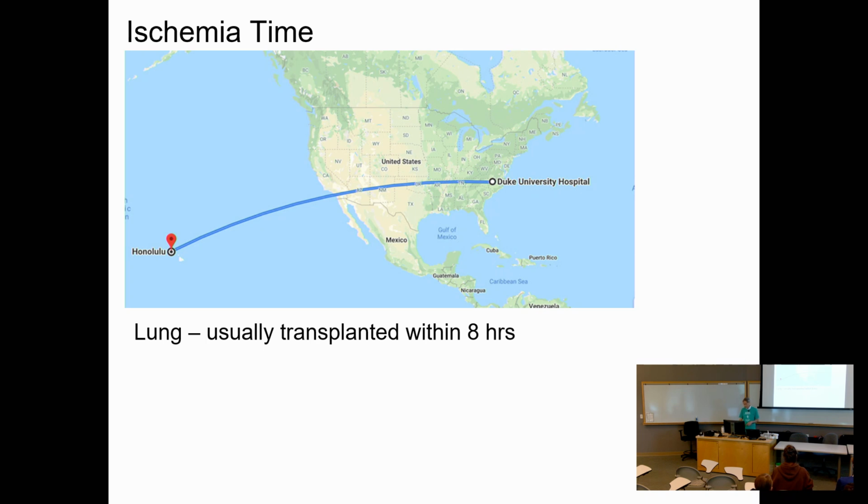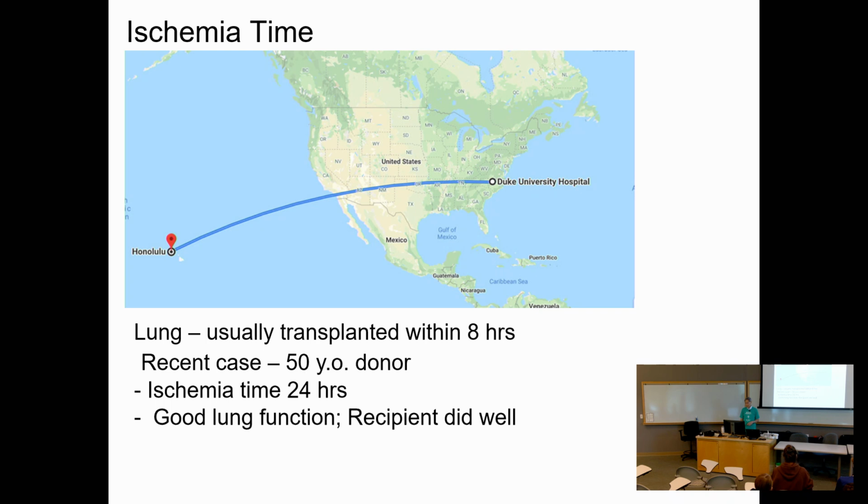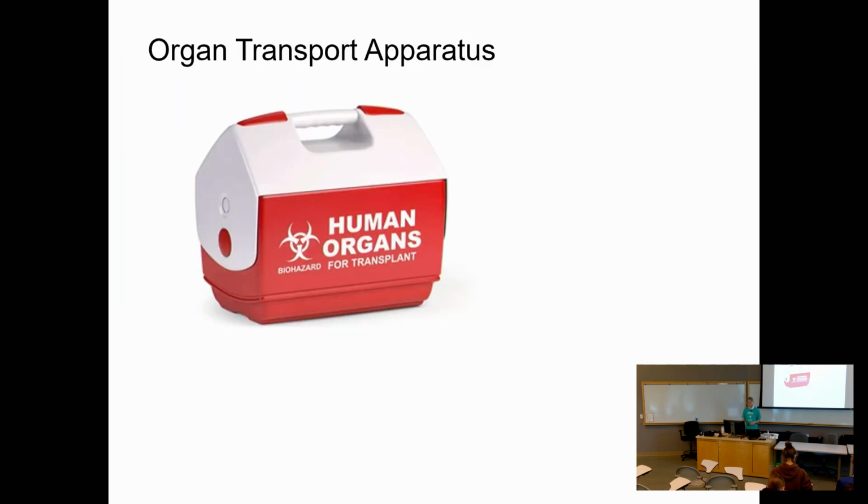So in this case, they're able to get the lungs all the way to the East Coast. There's a 50-year-old donor. The ischemia time was 24 hours, but he had good lung function, and the recipient is doing well.